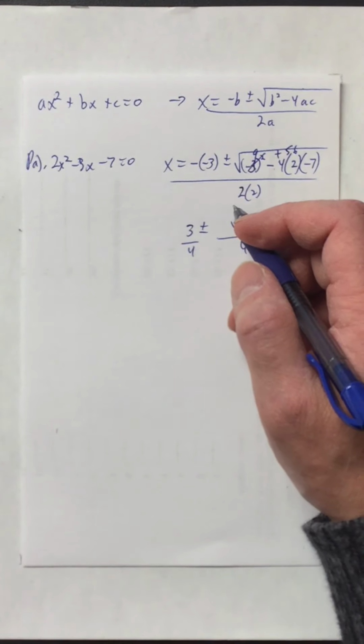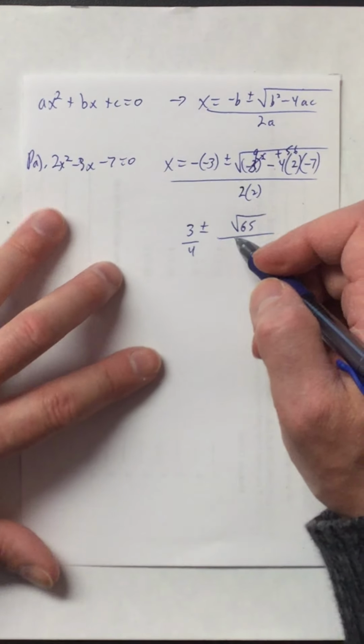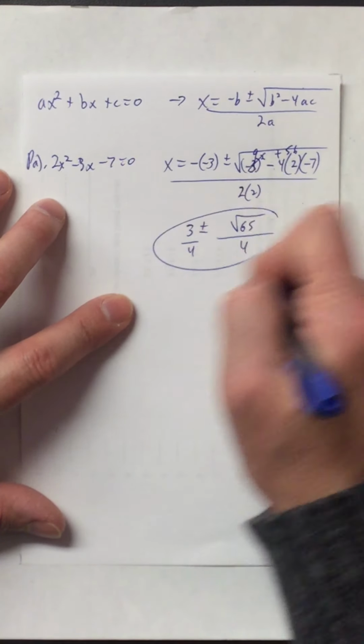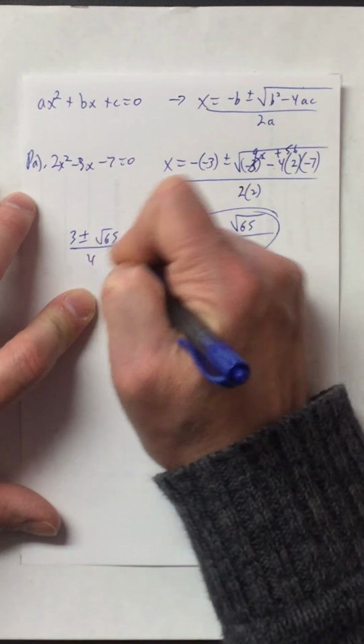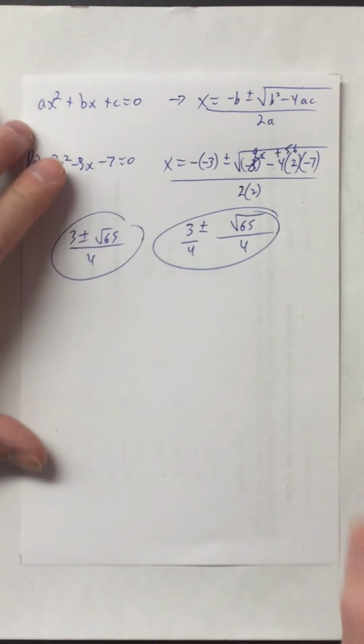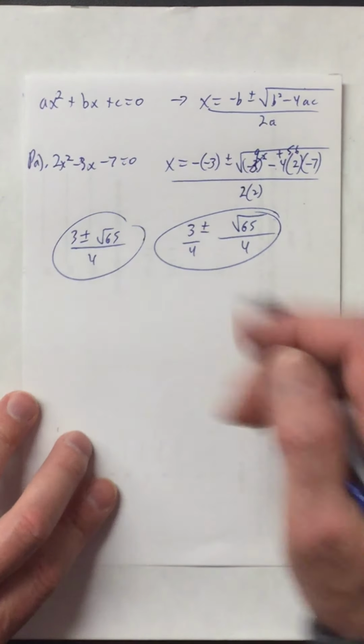Let's look in the book here. All right. Yep. So you can write it this way, or you can leave it as plus or minus the square root of 65 over 4 this way. Either one is correct. That is our answer to practice problem A.